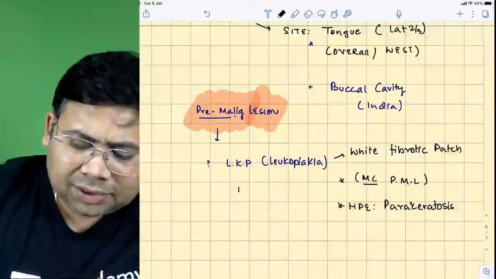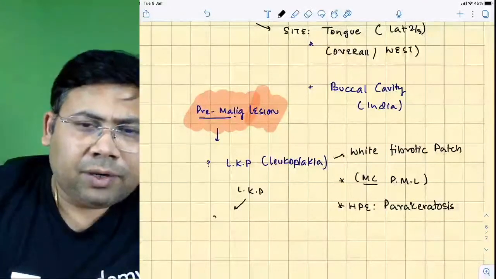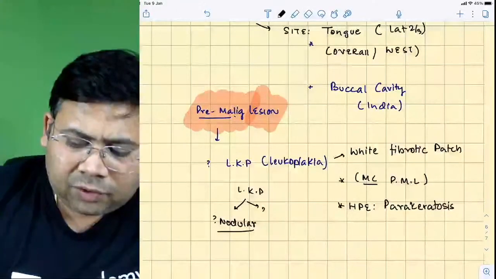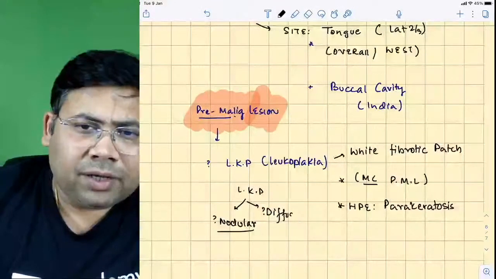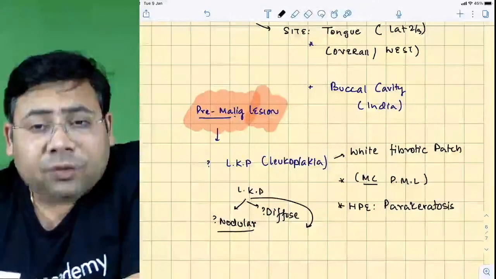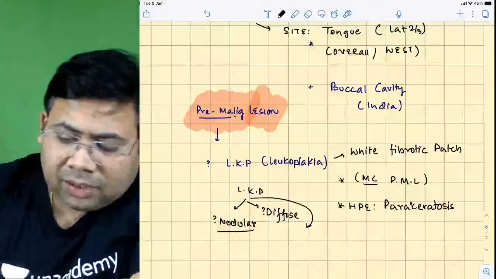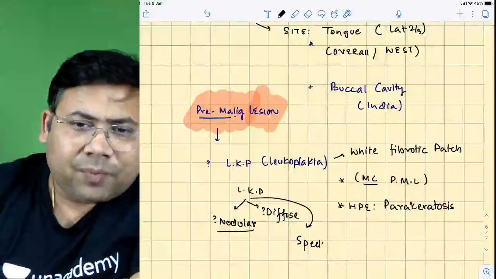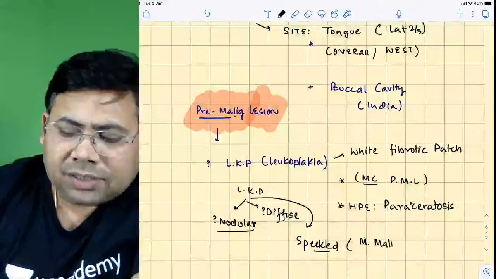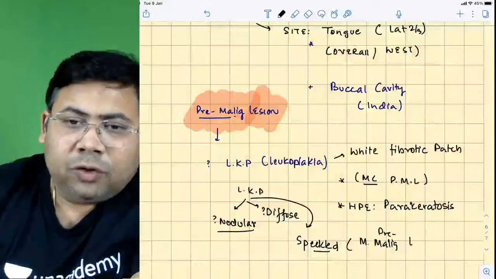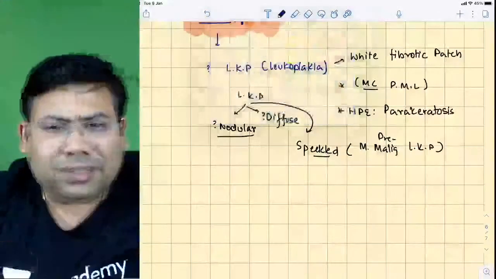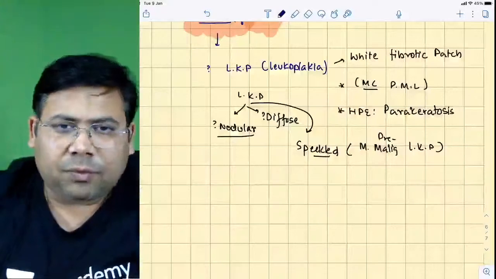If you talk about the types of leukoplakia, remember, it could be a nodular type, a diffuse type, or a speckled type. Amongst the leukoplakia, speckled is the most malignant, or you can say the most pre-malignant leukoplakia. The next that you should know is erythroplakia. I'm not going to discuss the complete chapter, but I'm going to discuss some important things.